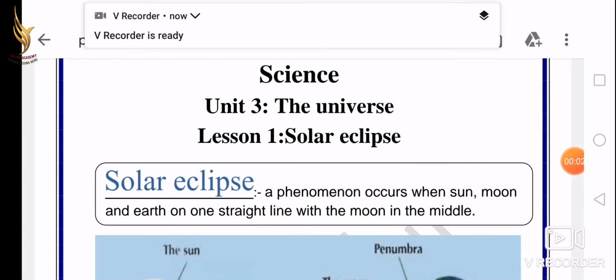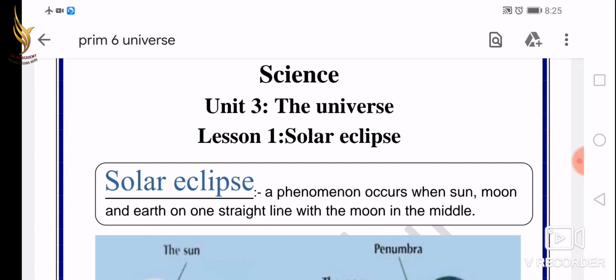Hello, my dear students. Today we talk about Unit 3, the Universe, Lesson 1, Solar Eclipse. In this lesson, we will know what's meant by solar eclipse. Can you remember the properties of light?